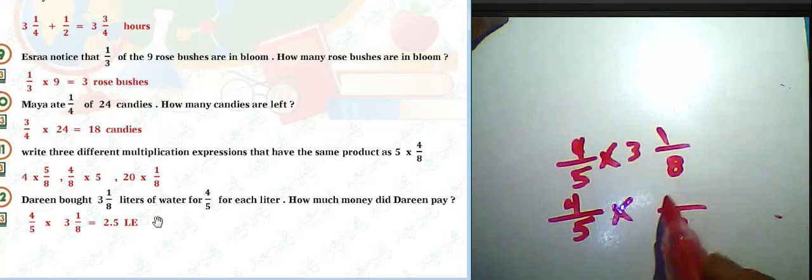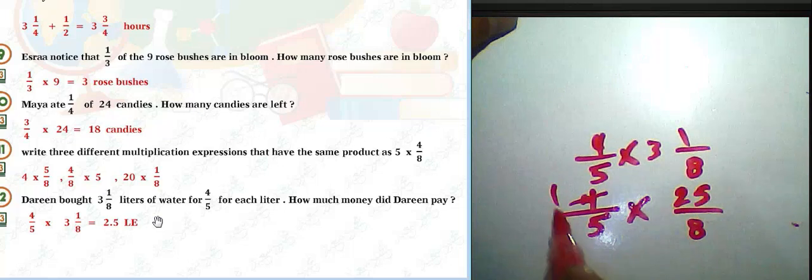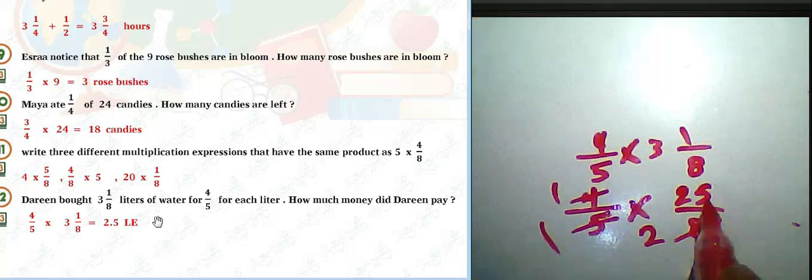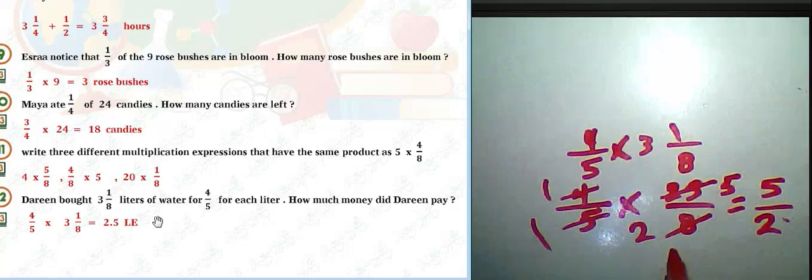Write it here. 3 times 8 equals 24. 24 plus 1 equals 25. 4 divided by 4 equals 1. 8 divided by 4 equals 2. 5 divided by 5 equals 1. 25 divided by 5 equals 5. Then 1 times 5 equals 5. 2 times 1 equals 2. The result will be 5 over 2. It will be 2.5 liters.